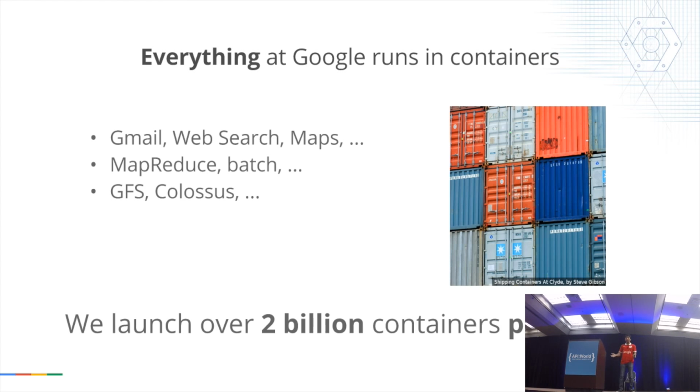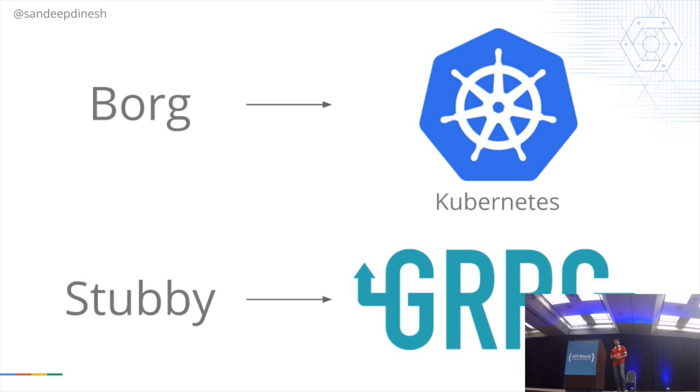So how do you schedule all those containers? How do you make sure they all talk to each other? That's where Borg and Stubby come in. So Borg is Google's container orchestration service, and Stubby is the way that these containers talk to each other. It's the RPC framework. Well, that's great. That's what Google uses. What can you use, right?